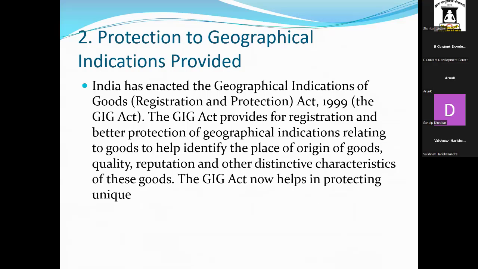Protection to geographical indications is provided in the new act. India has enacted the Geographical Indications of Goods (Registration and Protection) Act 1999. The GI Act provides for the registration and better protection of geographical indications relating to goods, to help identify the place of origin of goods, their quality, reputation, and other distinctive characteristics. The GI Act now helps in protecting unique features of the product. So you can now geographically protect your products. For example, if you are making Kolhapuri chappals, Aligarh locks, or Tirupati laddu, these can be protected now.